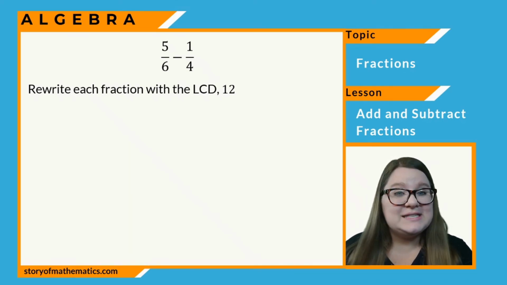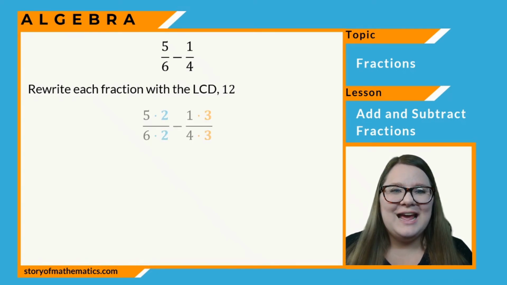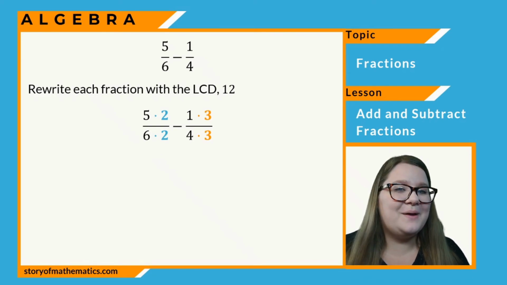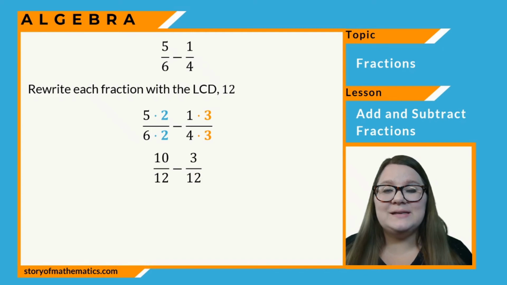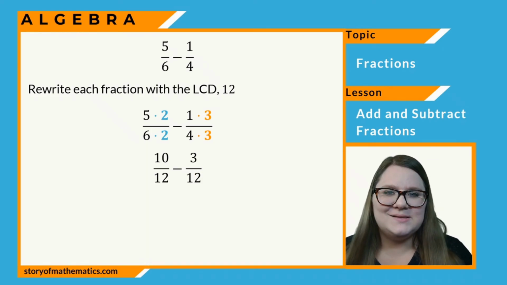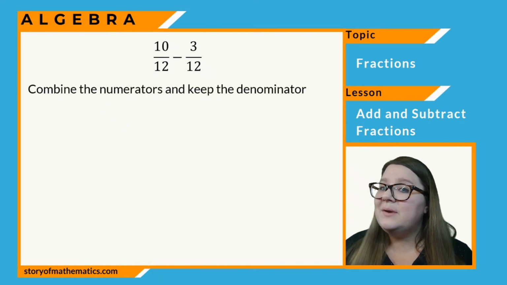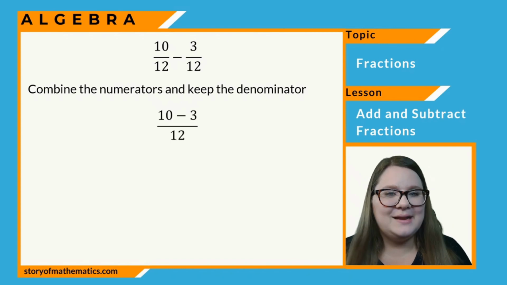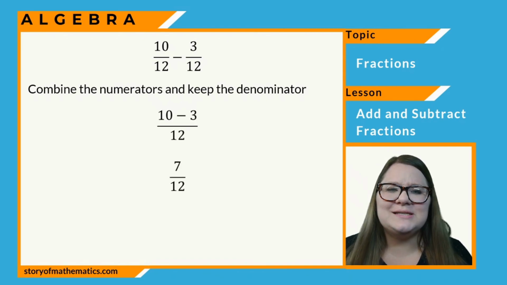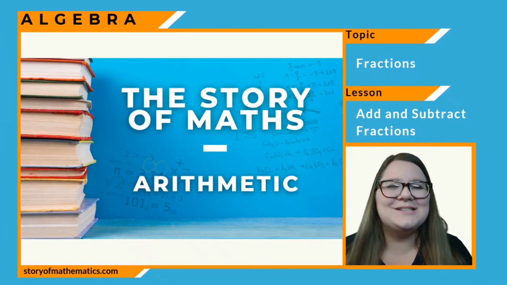To do that, to get the 6 to 12, I'm going to multiply by 2 on top and bottom for the first fraction. And to get the 4 to be 12, I'm going to multiply by 3 on top and bottom for the second fraction. That gives me 10 over 12 minus 3 over 12. Now that they have the same denominator, I'm going to be able to combine the numerators and keep the denominator. So I can do 10 minus 3 over 12, which is really just 7 over 12. And that is how you add and subtract fractions.